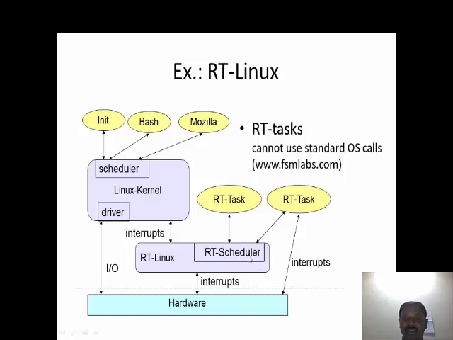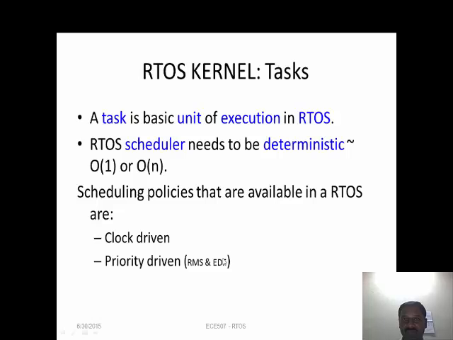It takes the decision. You can see very well here, the interrupts for the real-time task have to be handled directly at the hardware level, understanding the RT scheduler's features. What is an RTOS kernel about? A task is a basic unit of execution in a real-time operating system. The RTOS scheduler needs to be deterministic, right?